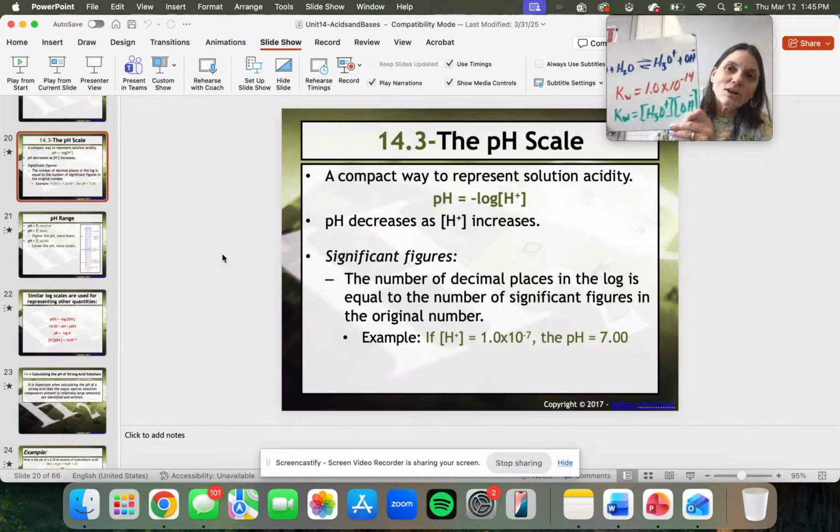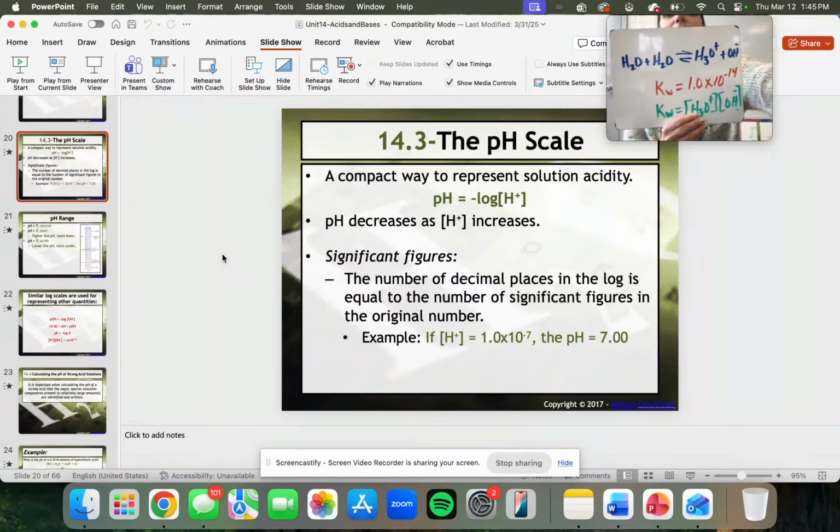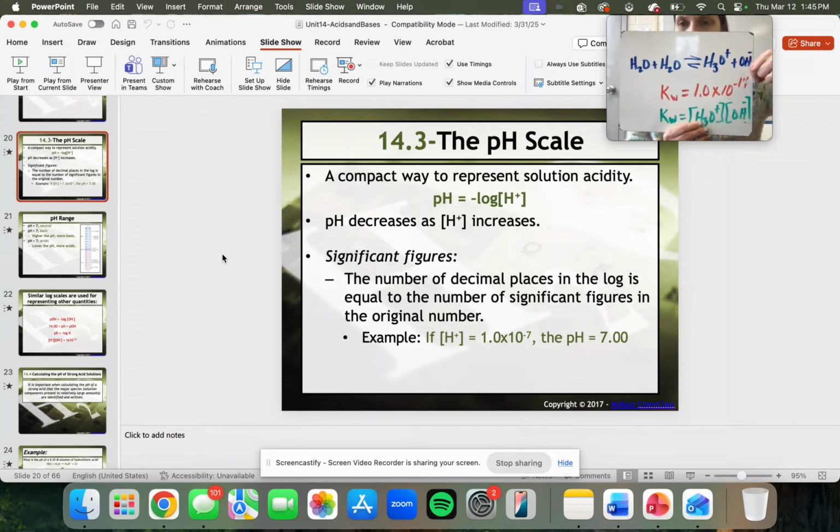Okay, here's our autoionization of water. H2O plus H2O gives you H3O plus and OH minus. Our KW here is the equilibrium constant for this special reaction: 1.0 times 10 to the negative 14. There's where the 14 comes from.